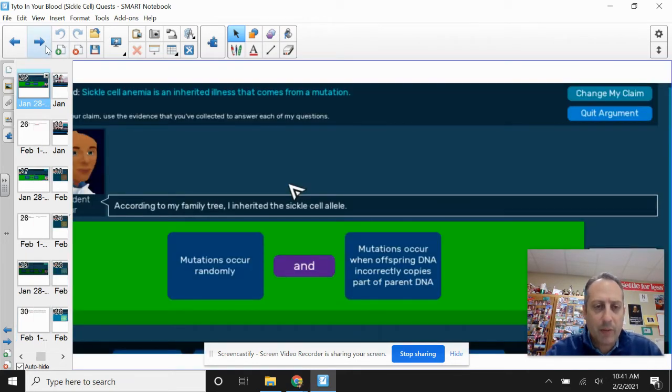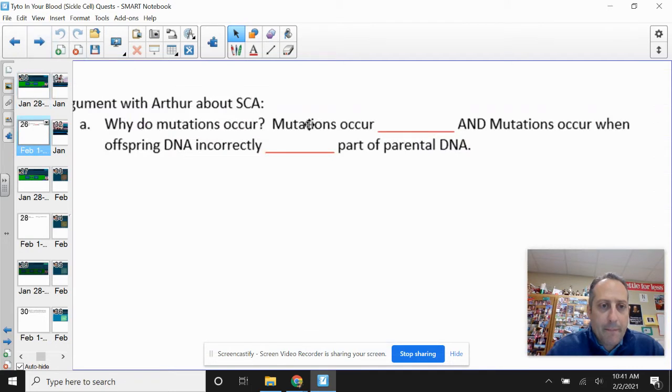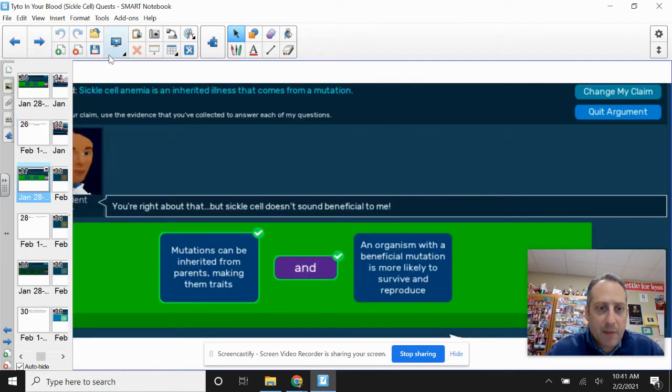So here's your argument with Arthur about sickle cell anemia. Why do mutations occur? Mutations occur randomly. It's just random. And they occur when offspring DNA incorrectly copies part of the parent DNA. So it's an incorrect copy. It's a typo, basically. Why do mutations occur? There's the answer I just said: randomly incorrect copies of parental DNA.